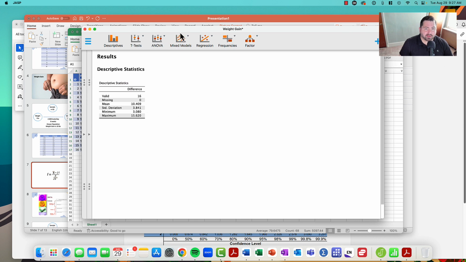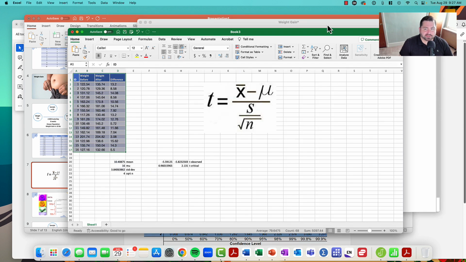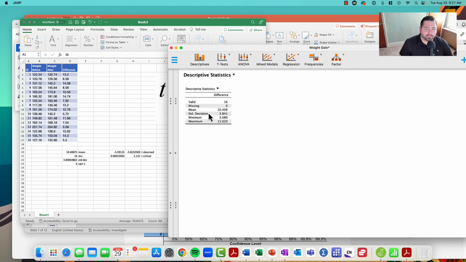If we compare the JASP to the Excel document themselves, we can see that the mean of 10.409 is verified with the mean that we calculated as 10.4087. Similarly, the standard deviation of 3.841 is also verified. So we're on the right track.